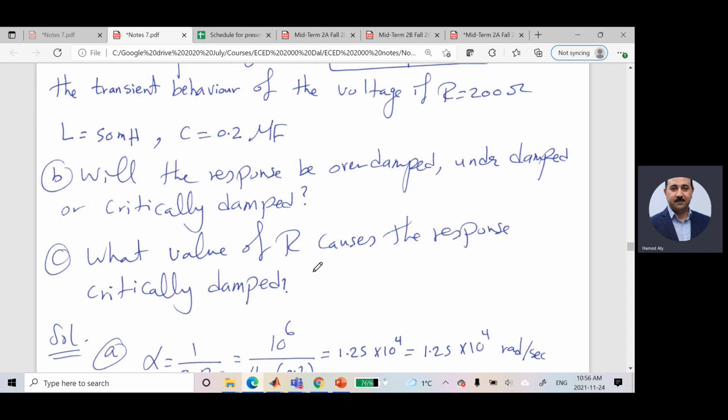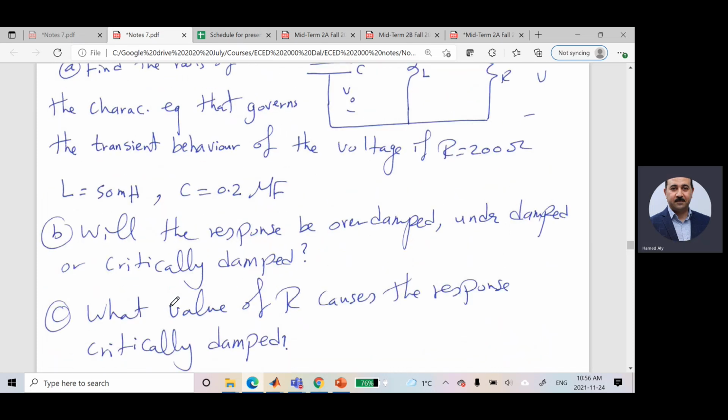Then he asked about what is the value of R that will convert your response to be critically damped. So for part C, he's asking about the value of R that will make the response critically damped. So for sure, for part B, I don't have critically damped, right? I have over or under damped, because he's asking me for part C, what is the value of R for the response to be critically damped?